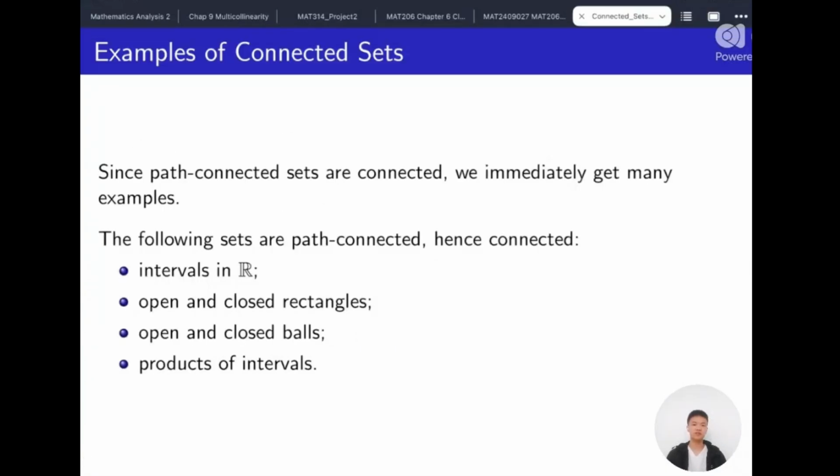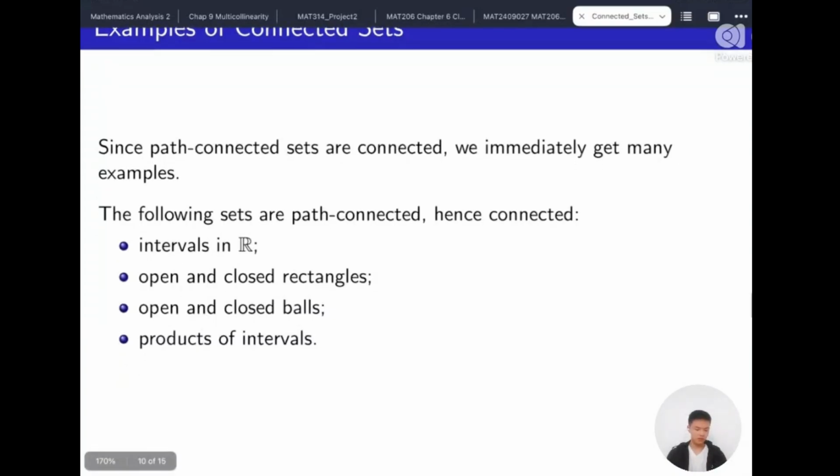So we prove this theorem by contradiction. Let me show you some examples of connected sets. All the intervals in R are connected, whether it's an open interval, closed interval, or one side open and one side closed. And open balls and closed balls are connected. And the products of intervals are also connected.